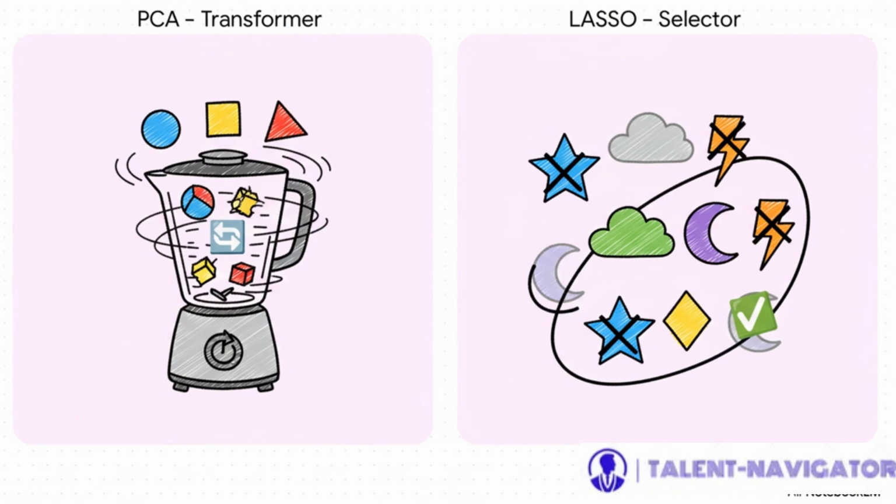PCA and Lasso really represent two totally different philosophies. You could say PCA is a transformer. It creates brand new features that are clever combinations of the old ones. Lasso, on the other hand, is a selector. It looks at all the features you started with and does this amazing automatic feature selection, keeping only the most useful ones and completely getting rid of the rest.